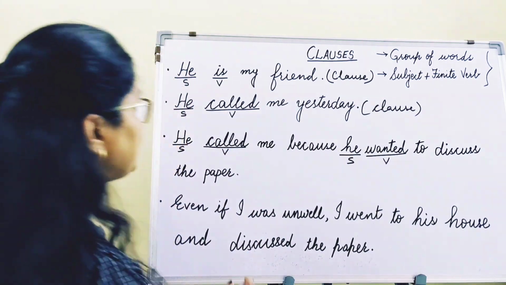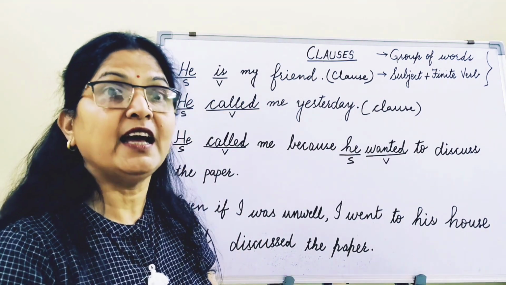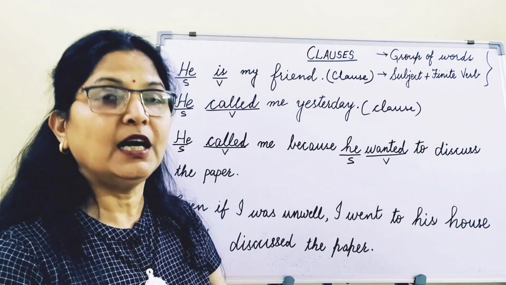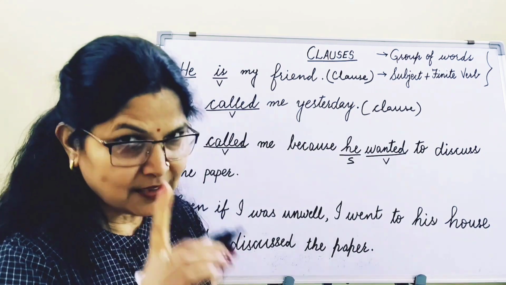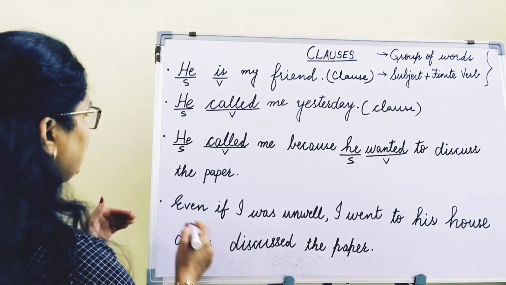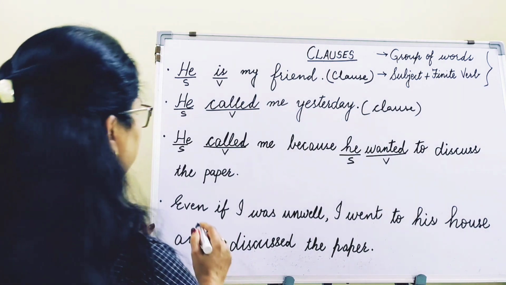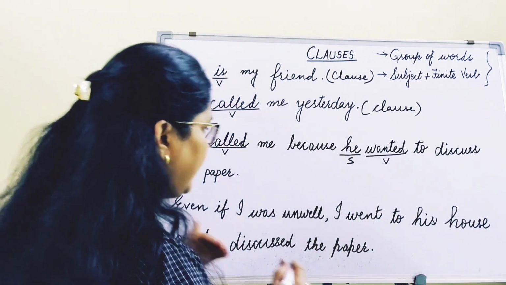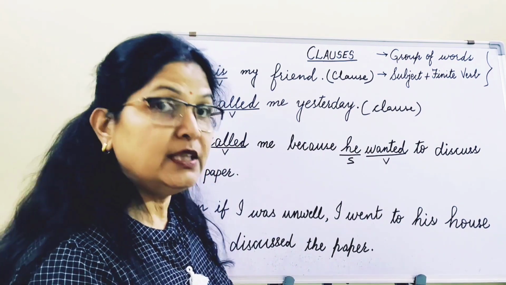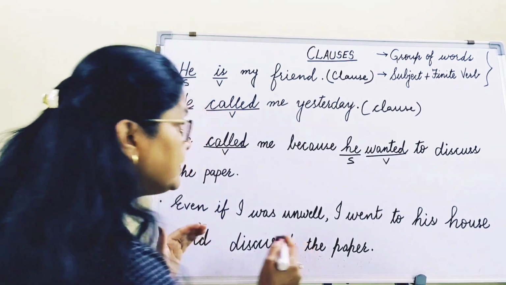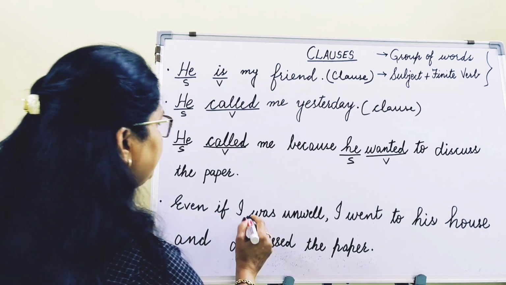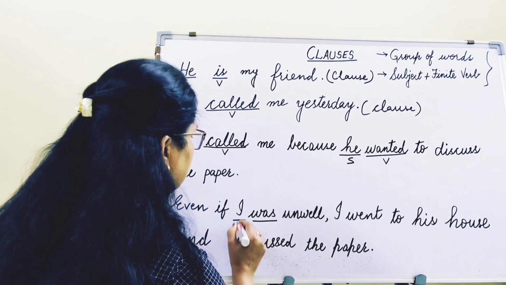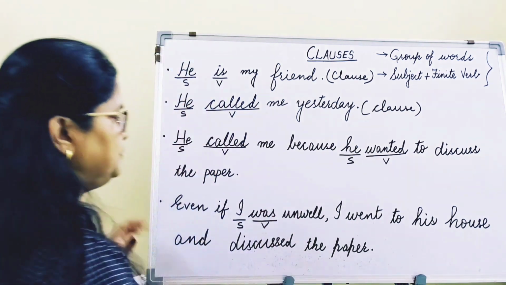Remember this. Okay. So a sentence can have more than 2 clauses, 3 clauses even. But a clause cannot have more than one sentence. Remember it. Now you see the last sentence. Even if I was unwell, I went to his house and discussed the paper. Let's see how many clauses in this sentence. Even if I was unwell, I was. I is a subject and was is verb.